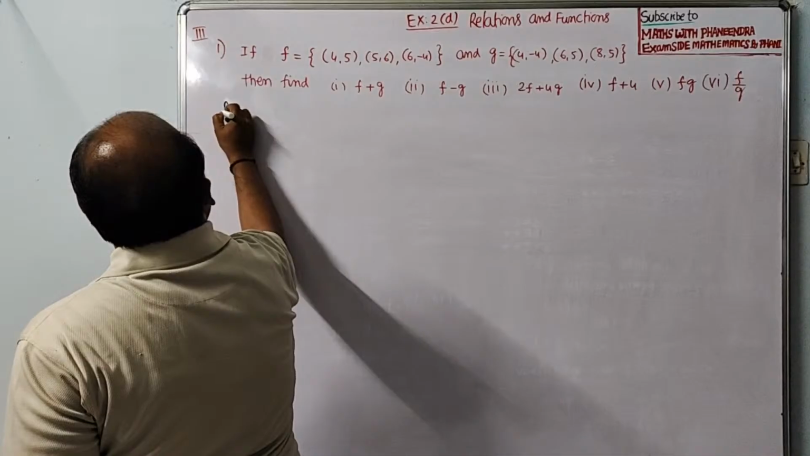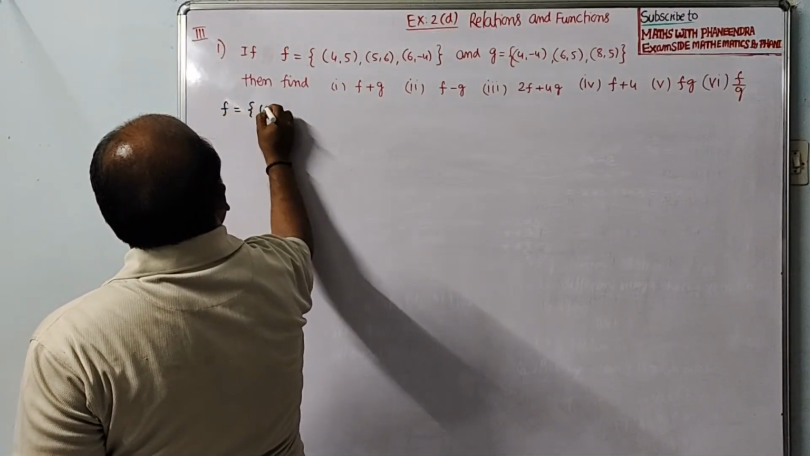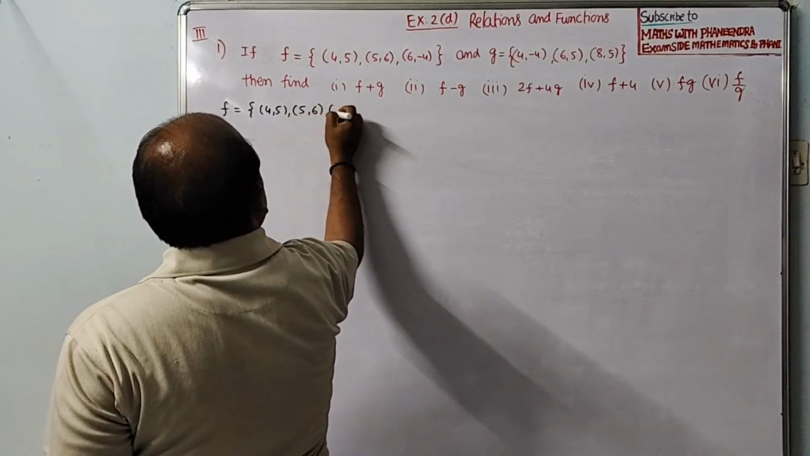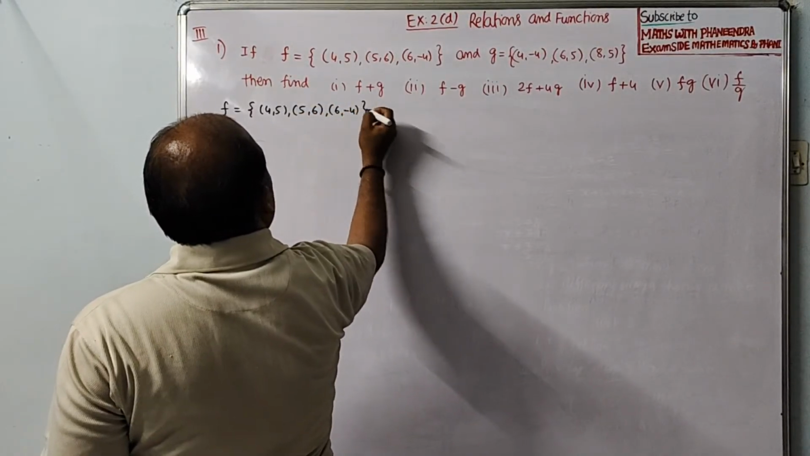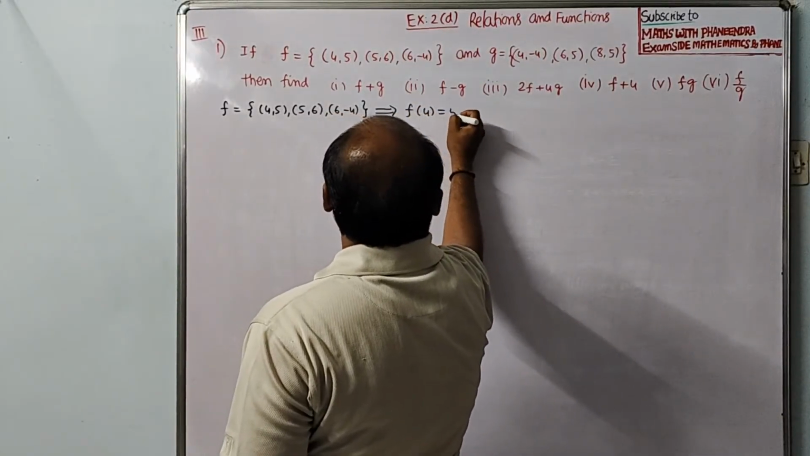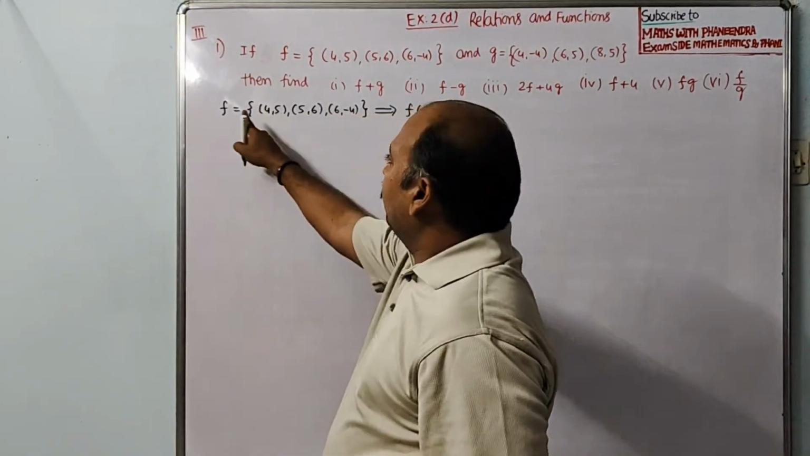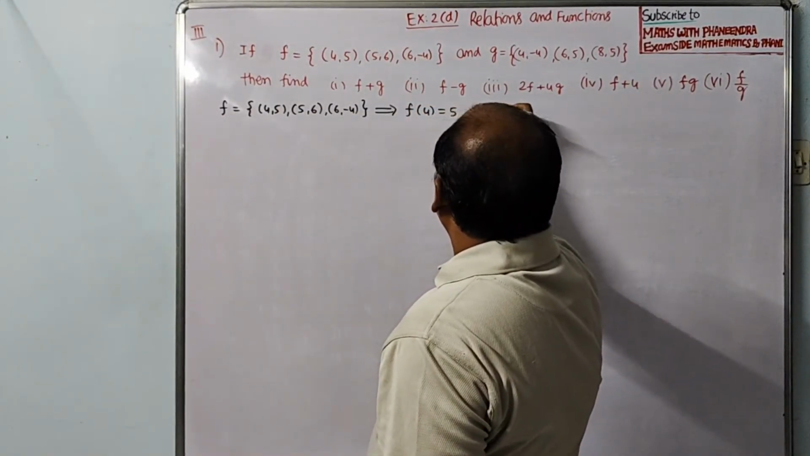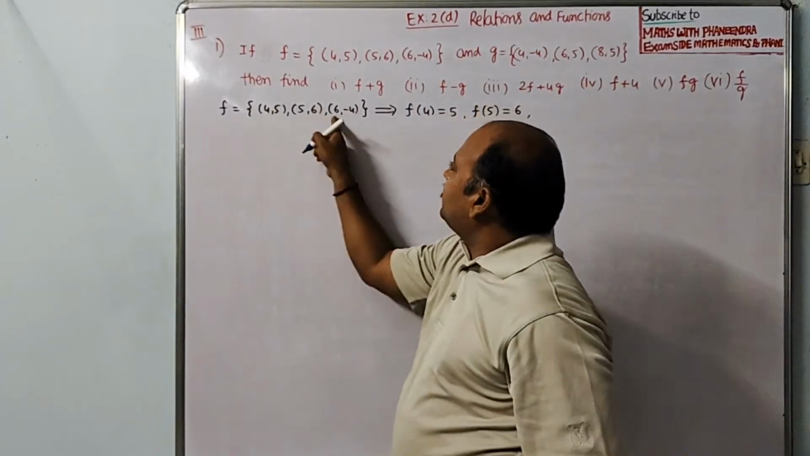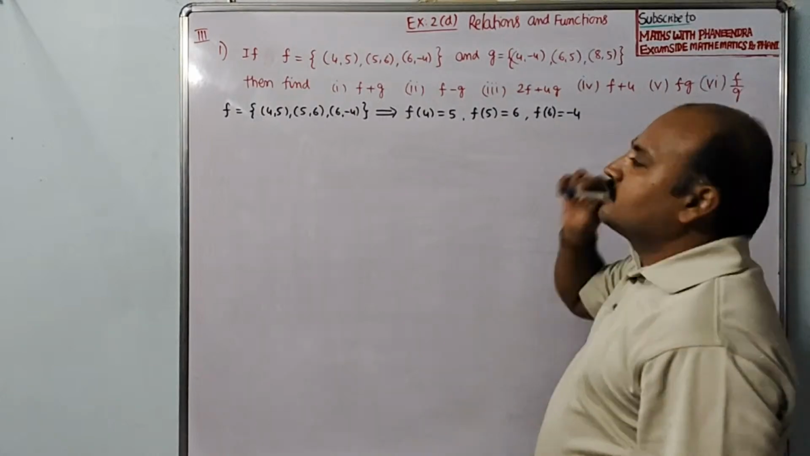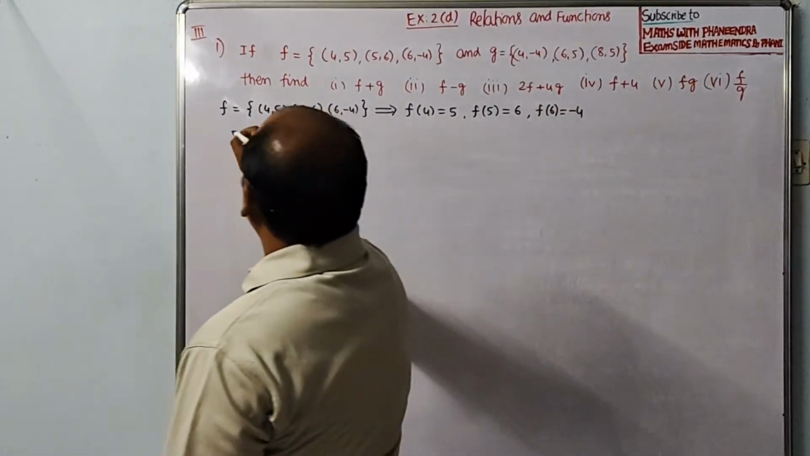From f is equal to {(4,5),(5,6),(6,-4)}. This implies that f of 4 is equal to 5. That means f of 5 is equal to 6. f of 6 is equal to minus 4. Are you able to understand, dear students? Similarly, write the g function also.